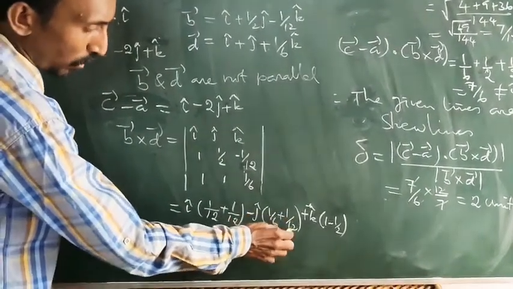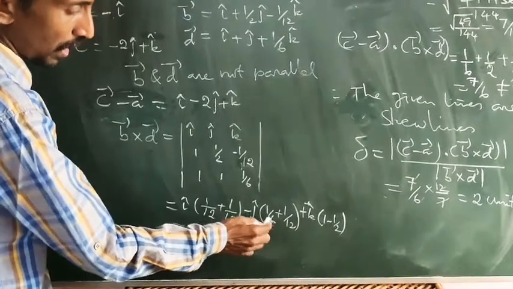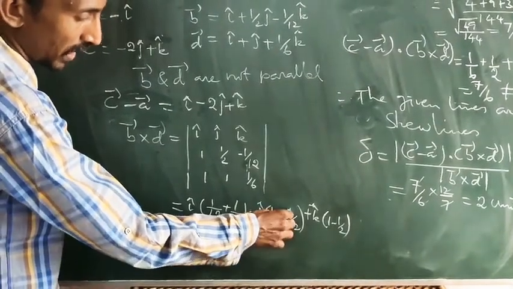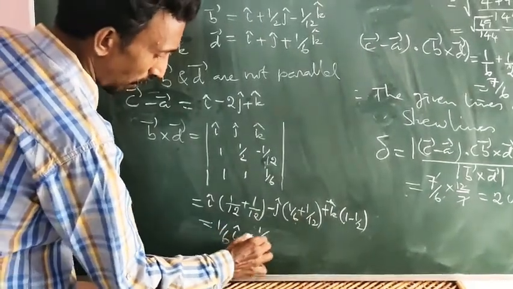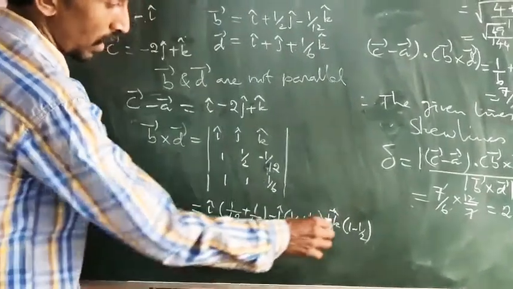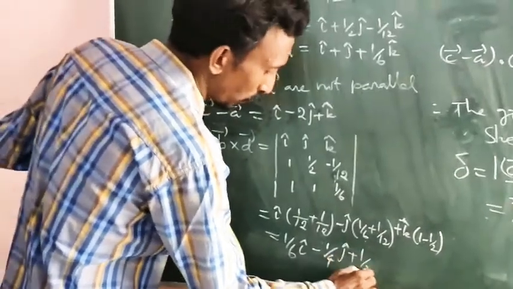So 1 by 6 plus 1 by 12, take the LCM 12. So 2 plus 1, 3 by 12. 3 by 12 means 1 by 4, minus 1 by 4 j. 1 minus 1 by 2, 1 by 2 k.